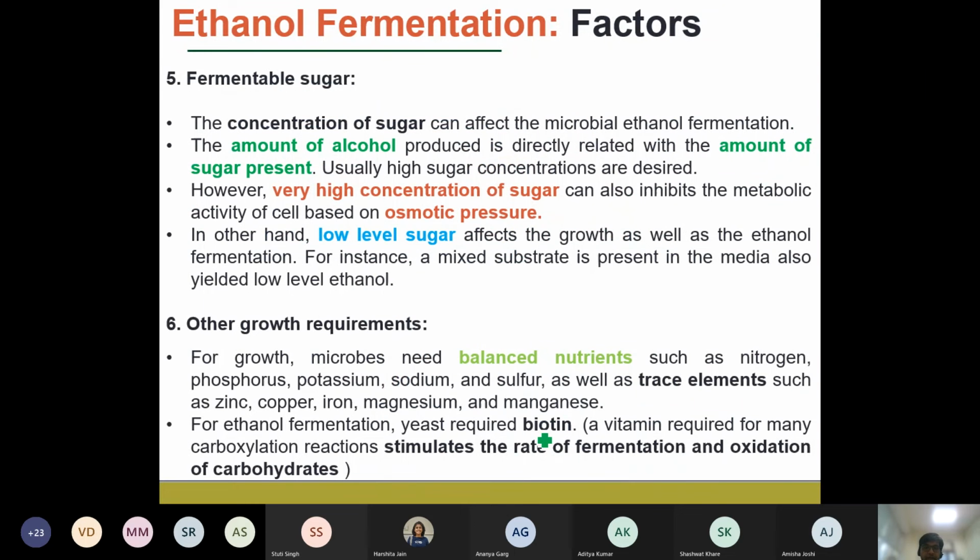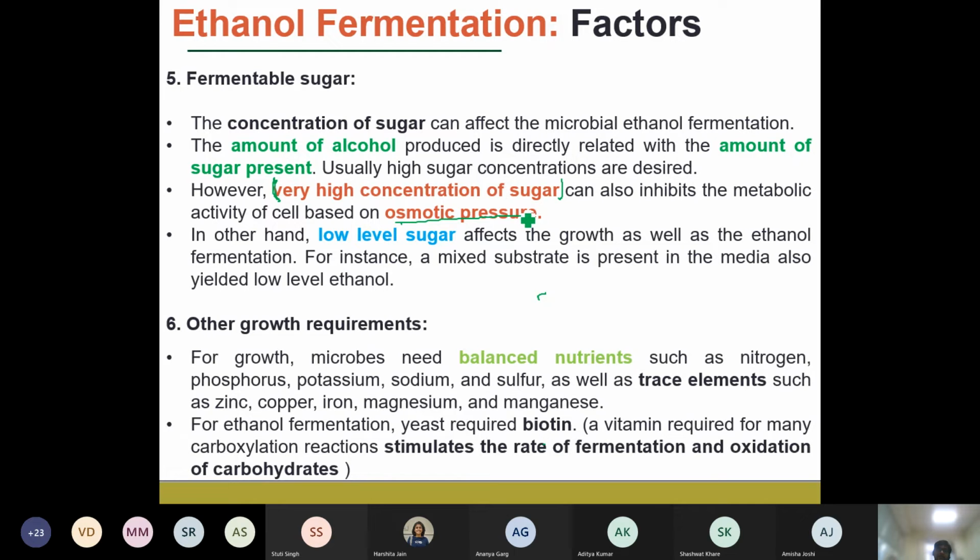Now coming to the fermentable sugar, we have already talked that a very high sugar concentration, suppose the glucose, is going to have an inhibitory or negative effect, right? And this is generally because of the osmotic pressure. I am sure everyone knows what osmotic pressure is. Generally the cells always try to make an osmotic balance. And if a very high amount of sugar is present, that will create an osmotic imbalance.